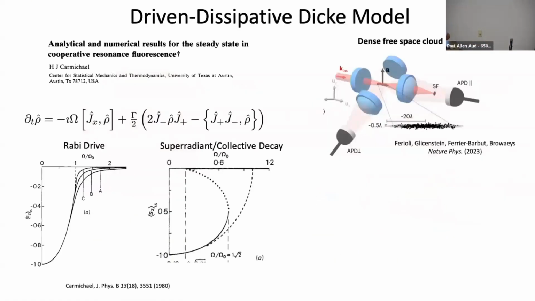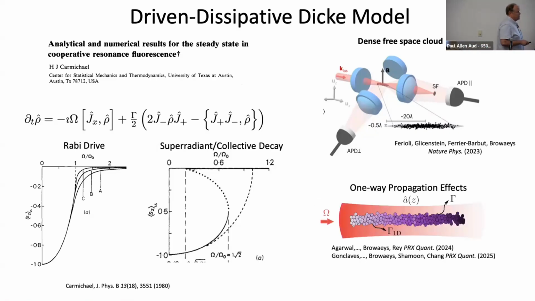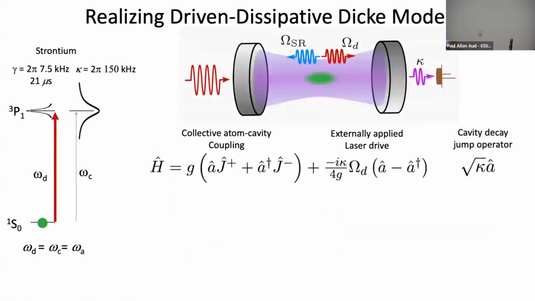This idea was put forth by Carmichael in about 1980, that you could have a transverse field plus collective dissipation described by collective raising and lowering operators. Antoine Browaeys actually saw this in a free space experiment and published something in 2023. But subsequent analysis said you have to account for propagation effects through this free space cloud. It's really not this model. So we thought we could do a very clean implementation of that in our experiment using the 7.5 kilohertz transition in strontium.